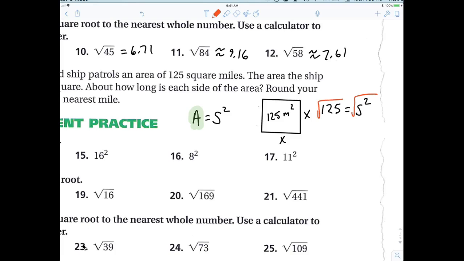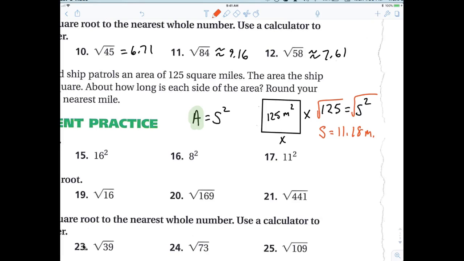Just like in the past when we had addition, I had to use a minus sign. Or if I had multiplication, I had to do division. Or when I had subtraction, I had to do addition. So when you take the square root, the side is equal to what? 11.18. About 11.18 miles.